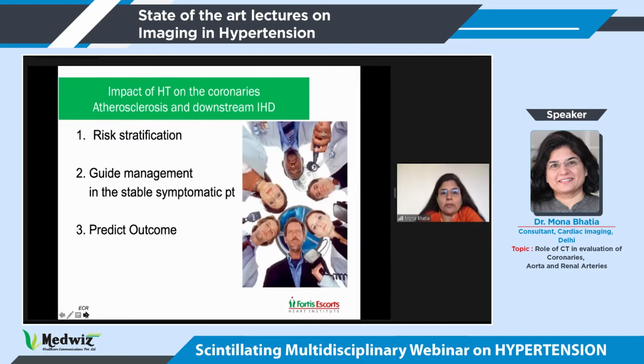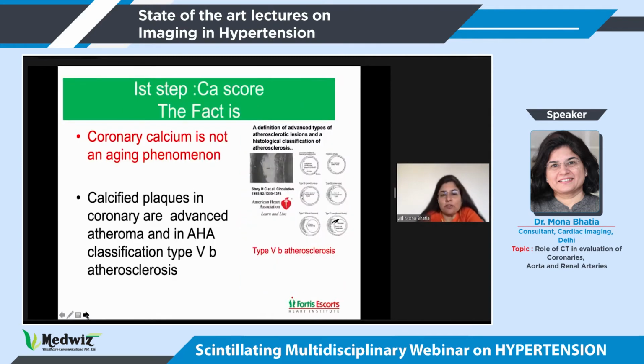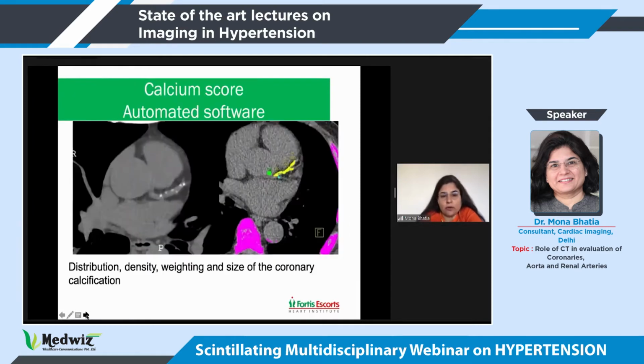If we look at the impact of hypertension, it's not only on the myocardium, but also on the coronaries, and atherosclerosis and downstream ischemic heart disease is what we're looking for, because hypertension is one of the major risk factors for ischemic heart disease. Starting with risk stratification, the first step of a cardiac CT is the calcium score, and coronary calcium is not an aging phenomenon and occurs exclusively in atherosclerotic arteries.